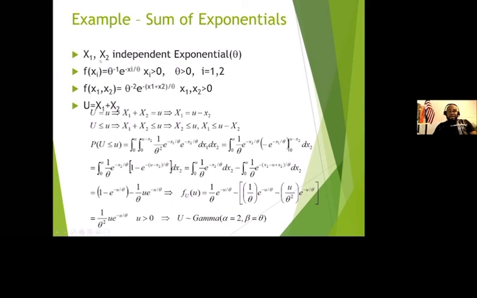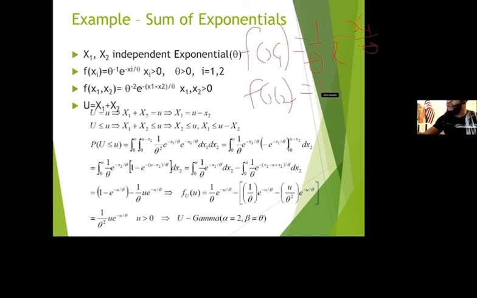If x1 and x2 are independent, what happens? According to what you're given right now, f of x1 is 1 over theta times exponential to the power minus x1 over theta, and f of x2 has the same parameter. The two variables actually have the same parameter. Now take a look at this: we have f of x1 and we have f of x2.